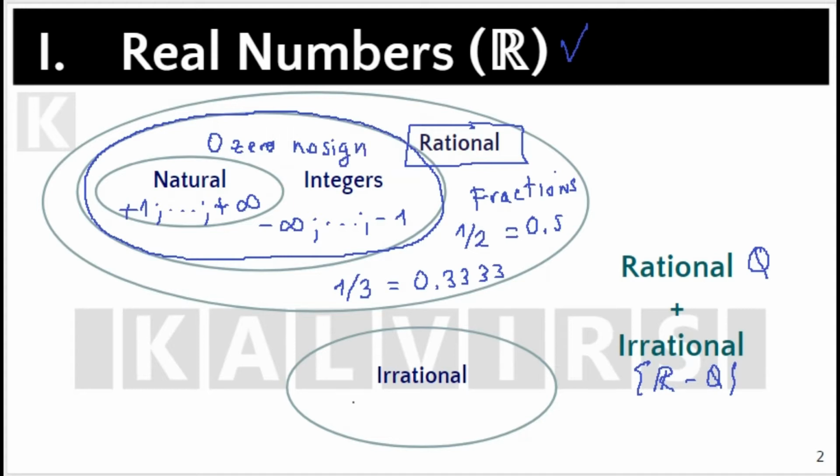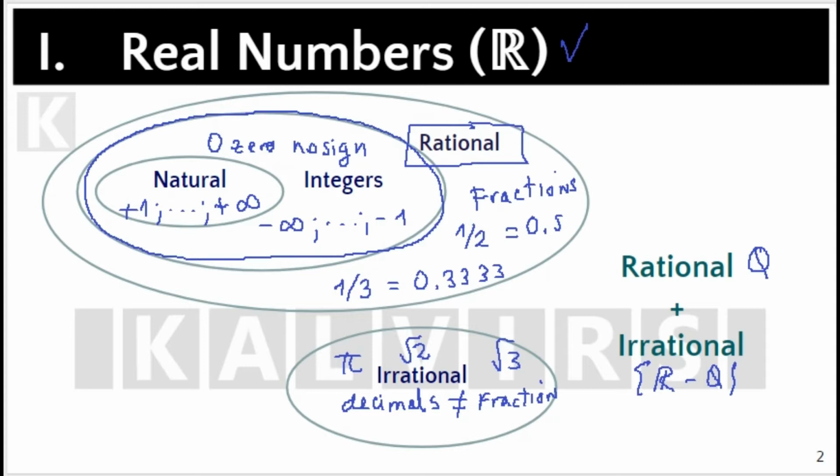Irrational numbers include all decimals which cannot be written as a fraction. For instance, pi, the square root of 2, the square root of 3, etc.